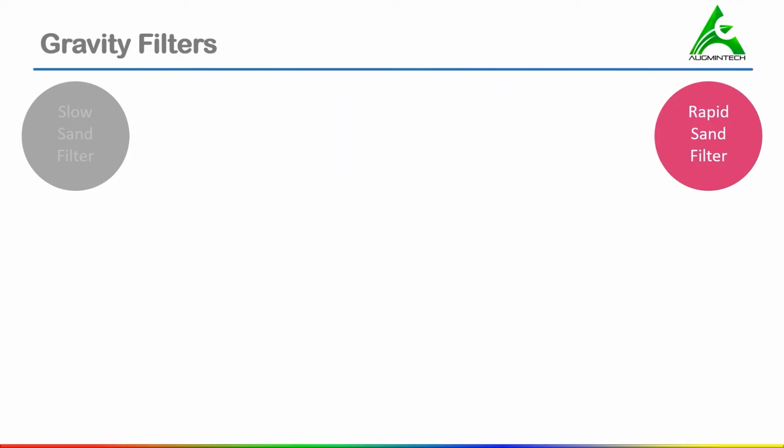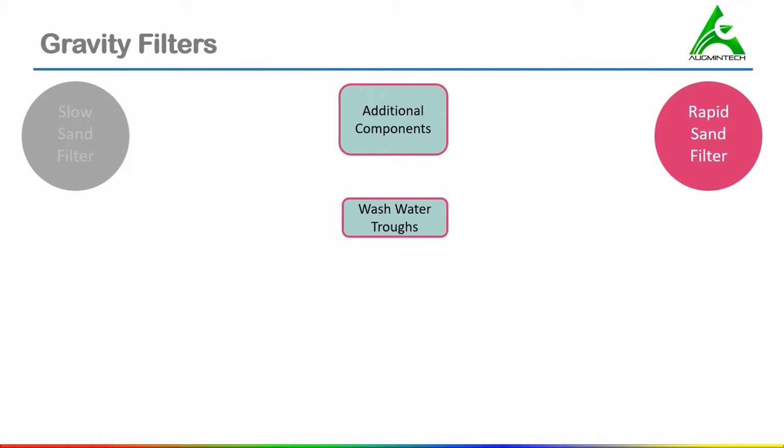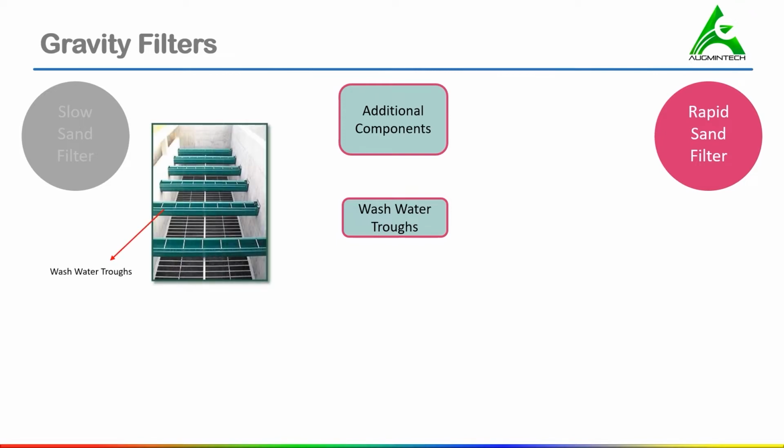In rapid sand filter, we have additional components. So we are going to learn about these additional components of a rapid sand filter. First we have wash water troughs. Wash water troughs are provided in the upper portion of the filter tank. Here we have the picture of wash water troughs. It collects the backwash water as it emerges from the sand and conducts it to the wash water drain.